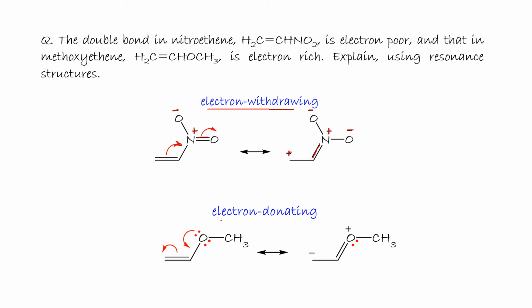In electron donating, these two electrons will form a double bond. These two electrons will move to the terminal carbon having this negative, so they actually enrich the alkene with electrons, so it's electron rich.